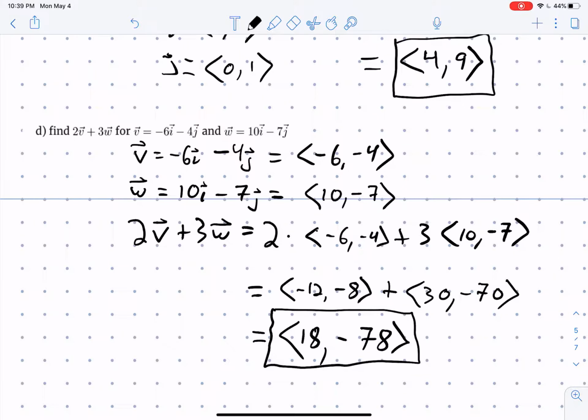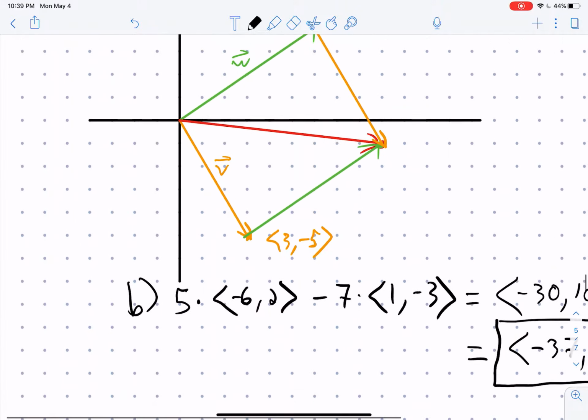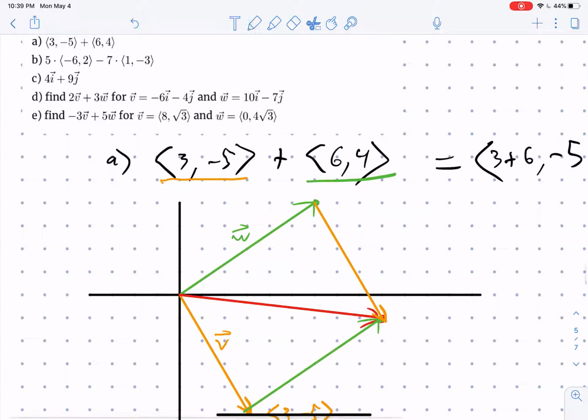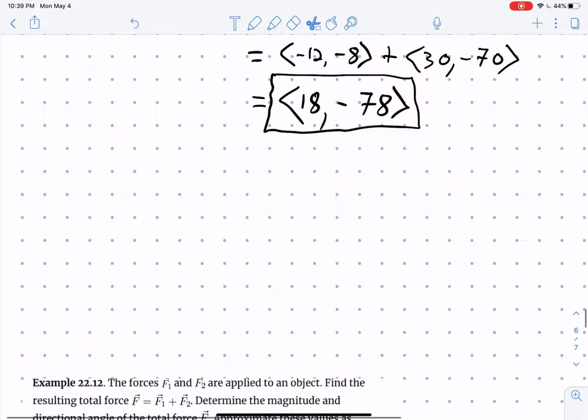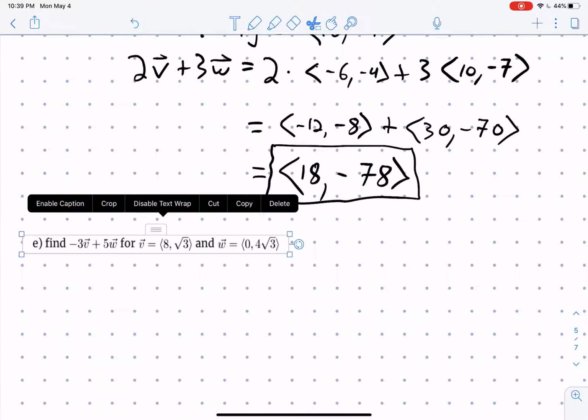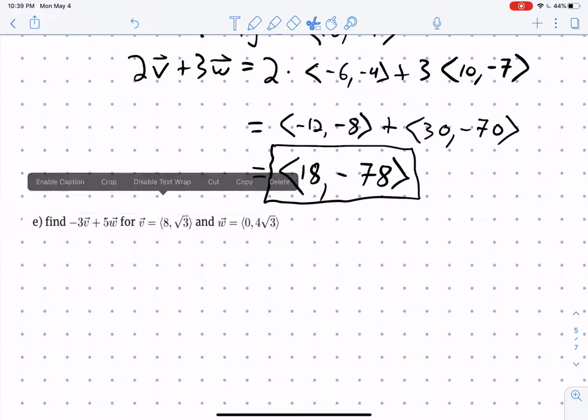All right, that's D. We have one more of these. Let's do it. I'll go ahead and grab a copy and pop that in here. This is similar, but the vectors are not given to us in terms of i's and j's. We have a vector v, which is 8, radical 3, and a vector w, which is 0, 4 radical 3. And we just want to find minus 3v plus 5w.